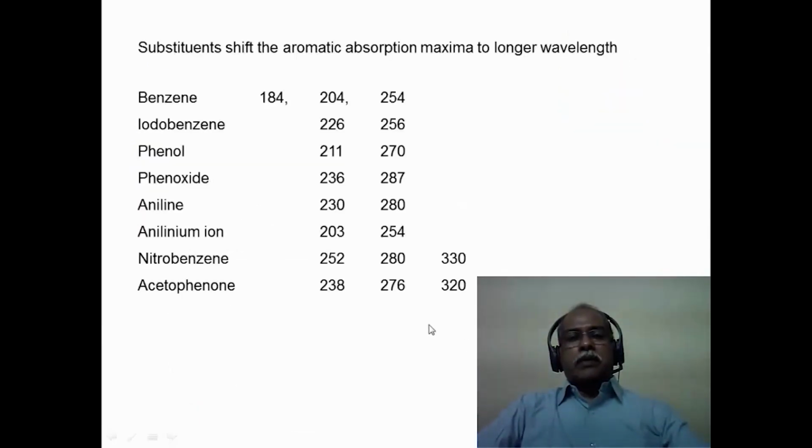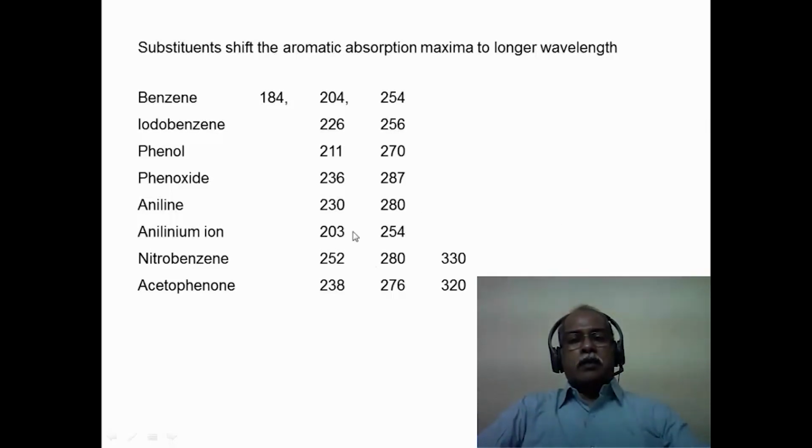Now, when benzene is substituted with oxochromes like, for example, iodobenzene, phenol, phenoxide and so on, the functional groups are essentially oxochromes. There are two effects that it has. One is that it shifts the aromatic absorption maxima to longer wavelength. As you can see from benzene, it goes from 204 nanometers to 226 nanometers. By the time you come to nitrobenzene, for example, the pi to pi star transition goes to 254 nanometer.